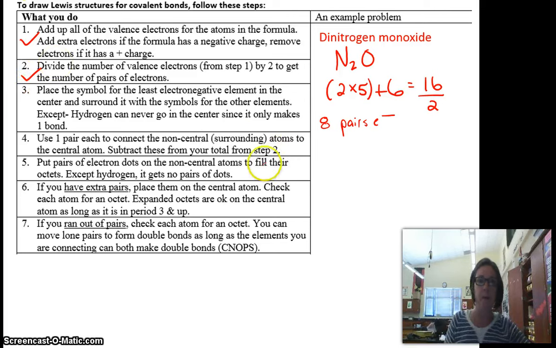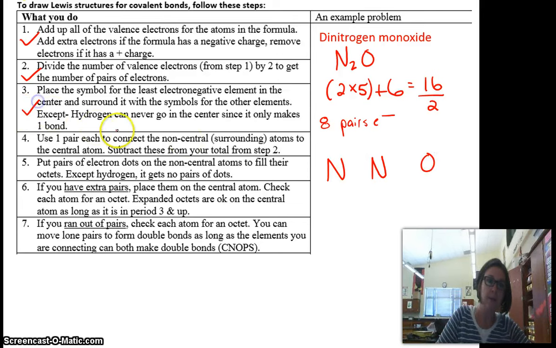That's step two. Step three is we place the symbol for the least electronegative element in the center and surround it with the symbols for the other elements. I only have 2 elements, nitrogen and oxygen. Nitrogen is farther to the left on the periodic table, so it's less electronegative. That means one of my nitrogens has to go in the middle. I can't have both of them in the middle, so the other one goes out on one of the sides and the oxygen is on another side.